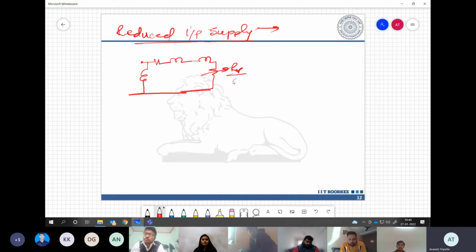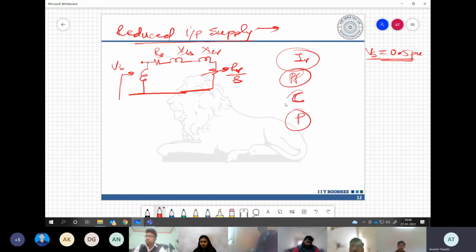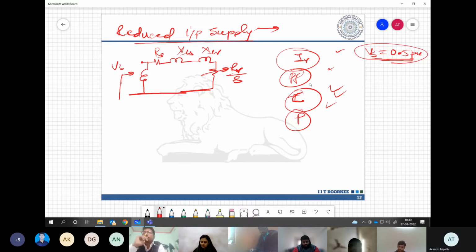But for large motors, what will be the impact of that? This we can analyze through the similar analysis we have done earlier. So again, 4 parameters. What is the rotor current? Say you are applying Vs as some 0.5 per unit of the rated. Then what is IR? What is the power factor? What is the torque? What is the power? These things we can compute quickly, and we can know whether our starting method is suitable for our motor or not. You understand my point?